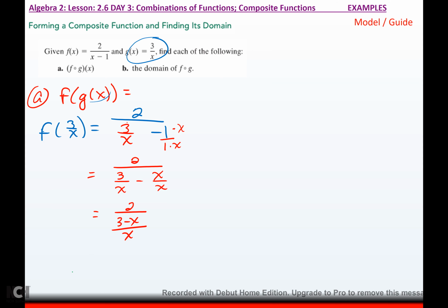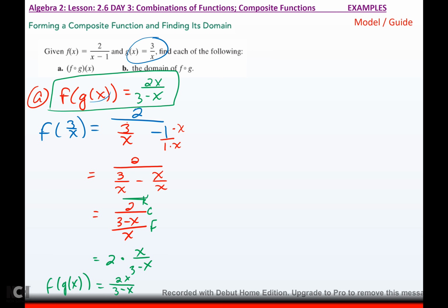Now I have a complex fraction, so I can keep, change, flip. So I'm going to keep the 2, change to times, flip to x over 3 minus x, and that gives me 2x over 3 minus x. So there's my f of g of x. It is finally equal to 2x over 3 minus x. Okay, there's A. Now B, they want the domain of f of g.